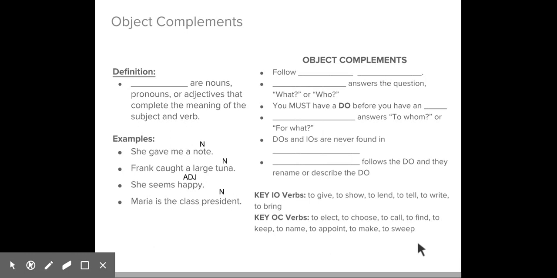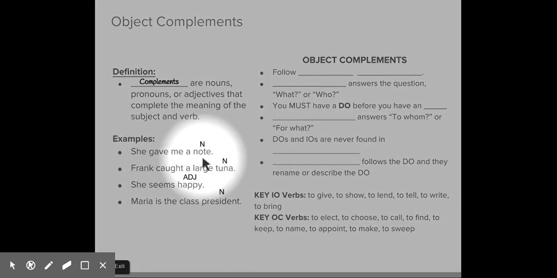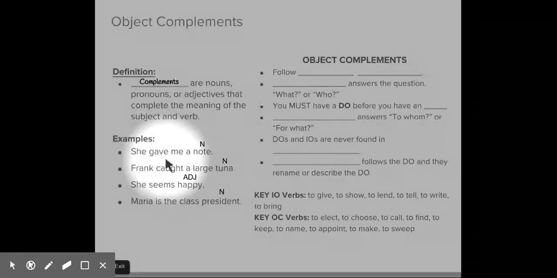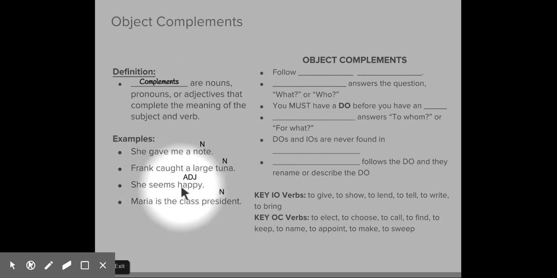First of all, compliments in general are nouns, pronouns, or adjectives that complete the meaning of a subject and verb. Today is just object compliments; subject compliments are tomorrow. You can see in this area some different examples. She gave a note, a noun following a verb. It completes the meaning of what she gave. Frank caught what? A tuna. She seems what? Happy. Maria is what? A class president. Sentences are just more interesting when you have compliments.